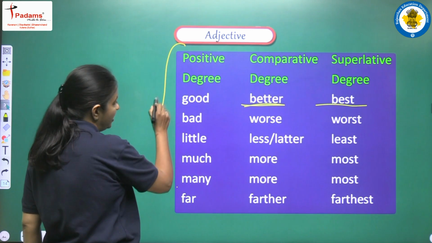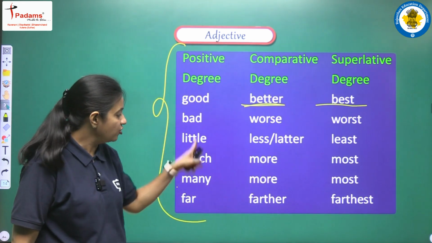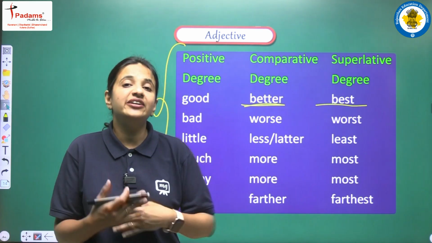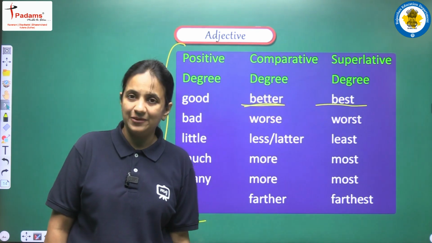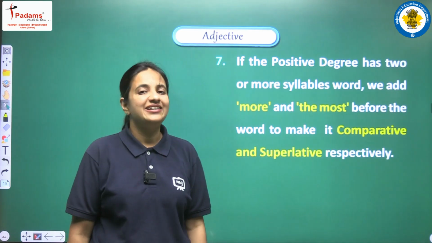So it's a very important table, students. You have to learn this table. You have to learn all these words because all these words have a different spelling in comparative and superlative degree. Alright. Now we have our next rule.